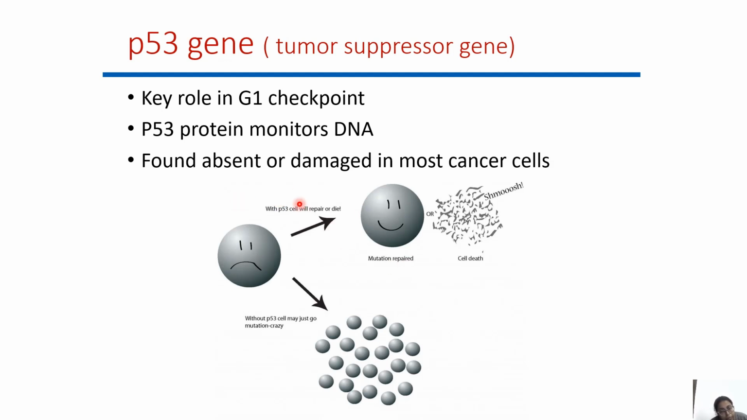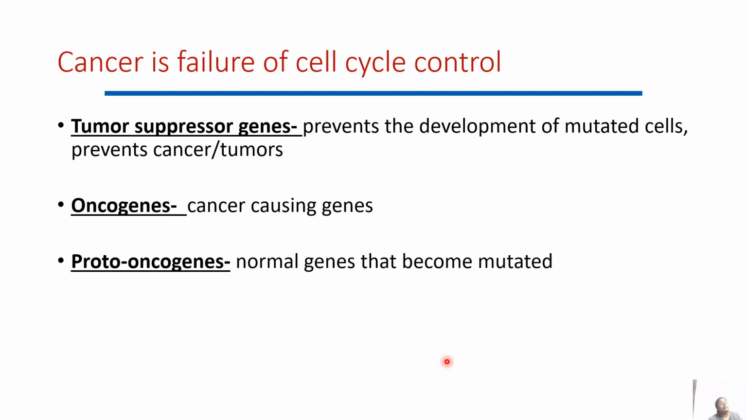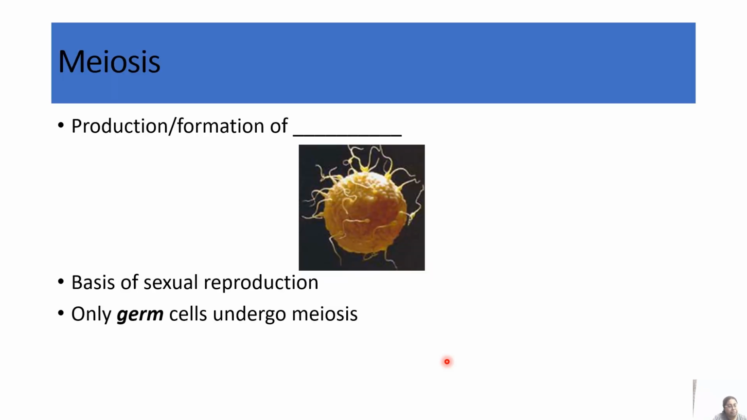So if you see, with p53, the cell will repair or die. Like a mutation will repair or die. Without p53, the cell may just go mutation crazy and start dividing without any control. Okay, so tumor suppressor genes, basically the name is self-explanatory. It prevents the development of mutated cells, prevents cancer or tumors. Oncogenes are cancer causing genes, and proto-oncogenes are normal genes that can become mutated.